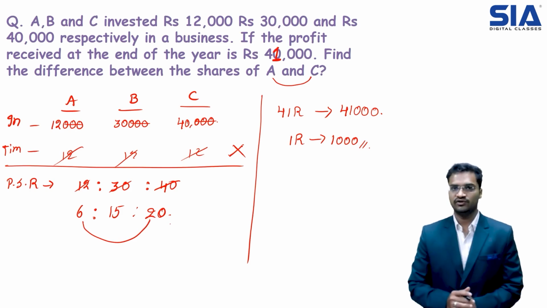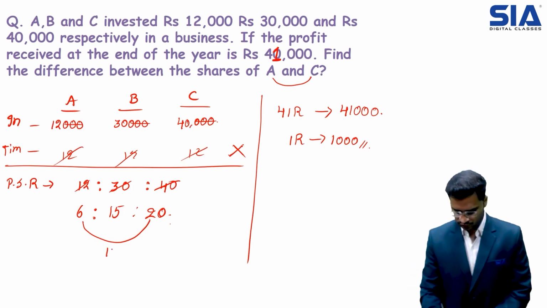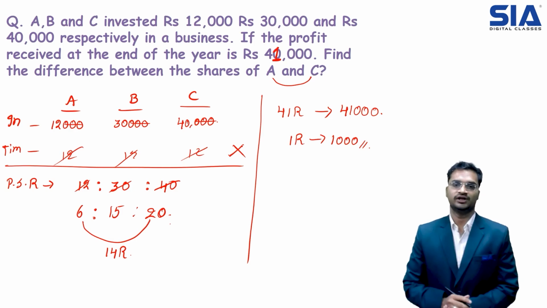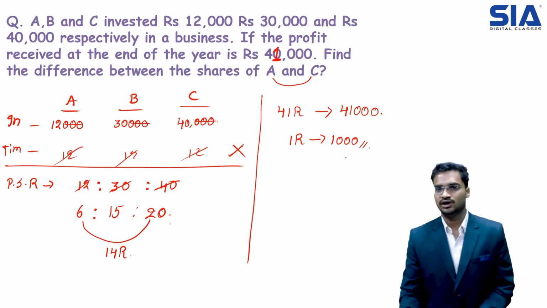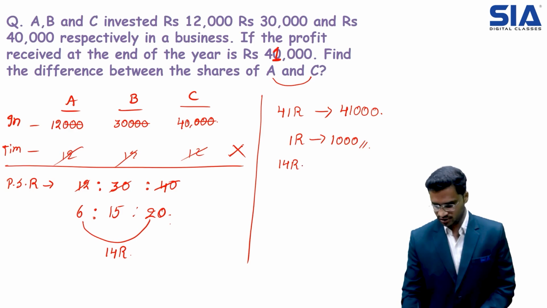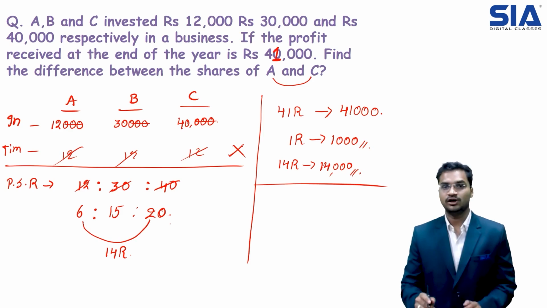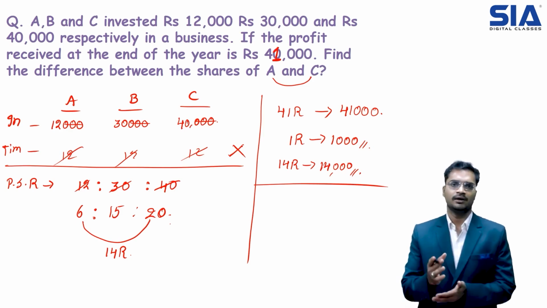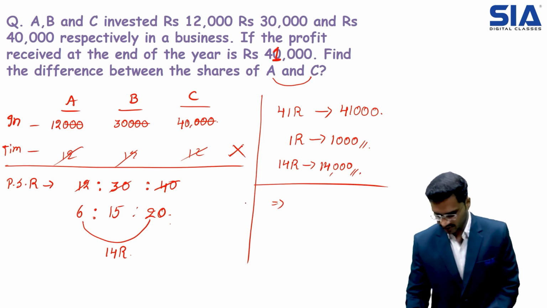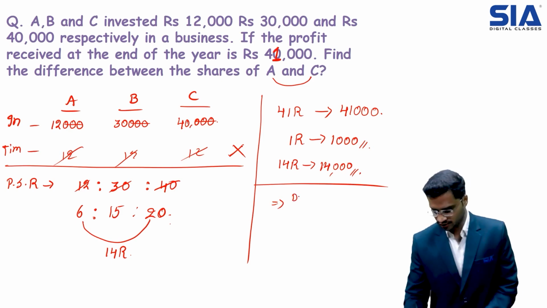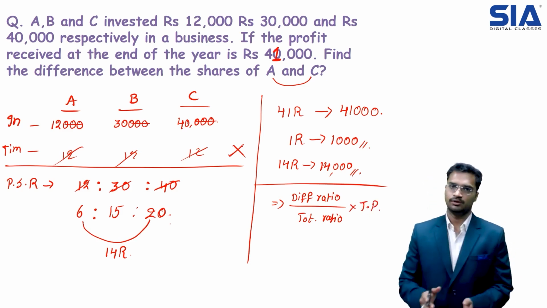So C is getting 20 ratios and A is getting how many ratios? 6 ratios. 20 minus 6 is 14. Now we have to find the value of 14 ratios. If 1 ratio is 1,000, then 14 ratios will be 14,000. So our answer is 14,000. You can also solve this by using that particular formula which I said: the difference ratio divided by total ratio into total profit. You can also apply this.